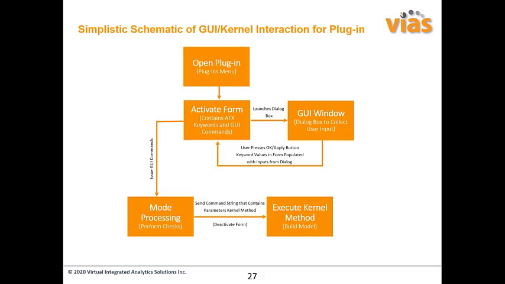When you submit the dialog or press OK or even apply, that information is collected, sent over, populates the AFX keywords that are stored on the form. The GUI commands are issued. Some processing takes place with that particular mode, and you can perform some checks to see, for example, whether the keyword values make sense. After that, as that's going on, the final parameters are sent through a command string to the kernel for processing. And in this case, for a later example, we would be building a CAE model, and that would be the kernel method you're calling. At that point, the form is deactivated.